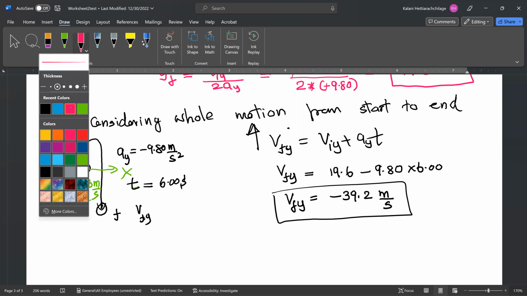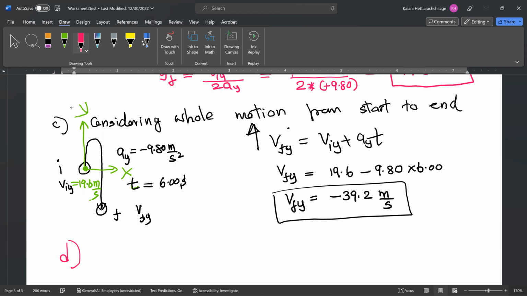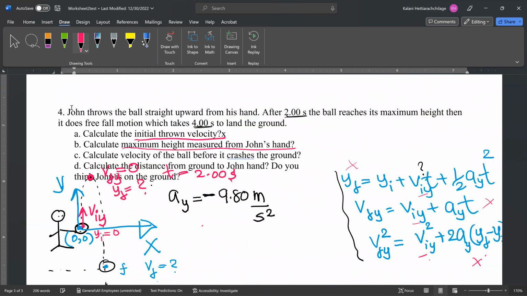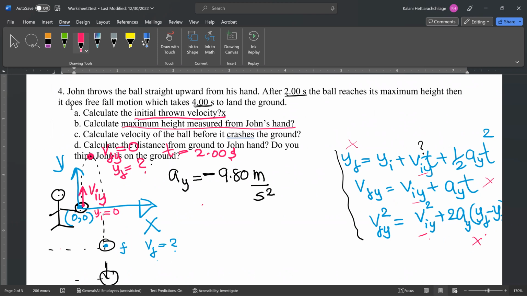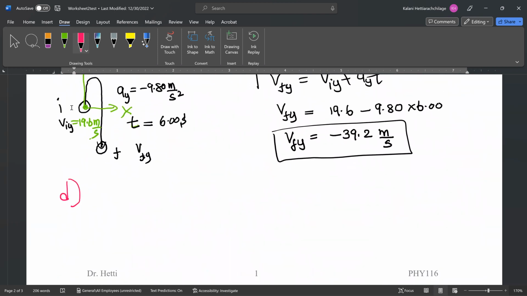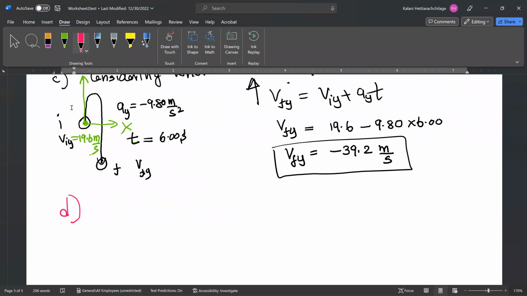Okay, so now the last part, D. Go and read it. Calculate the distance from the ground to John's hand. Do you think John is on the ground or not? So now I need to find the distance from where to where: John's hand to the ground. I can use the drawing that I have from part C. That means I basically need to find this distance, right?